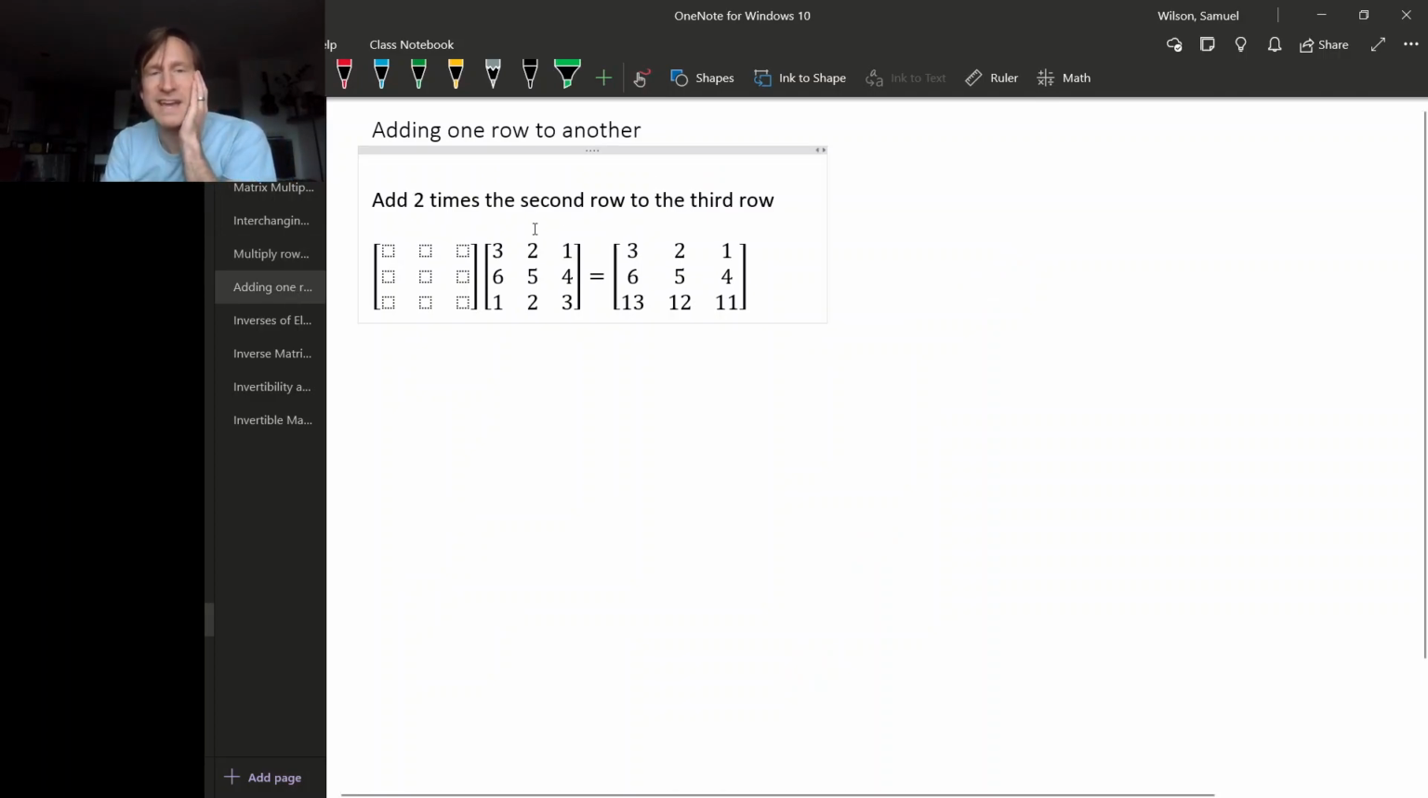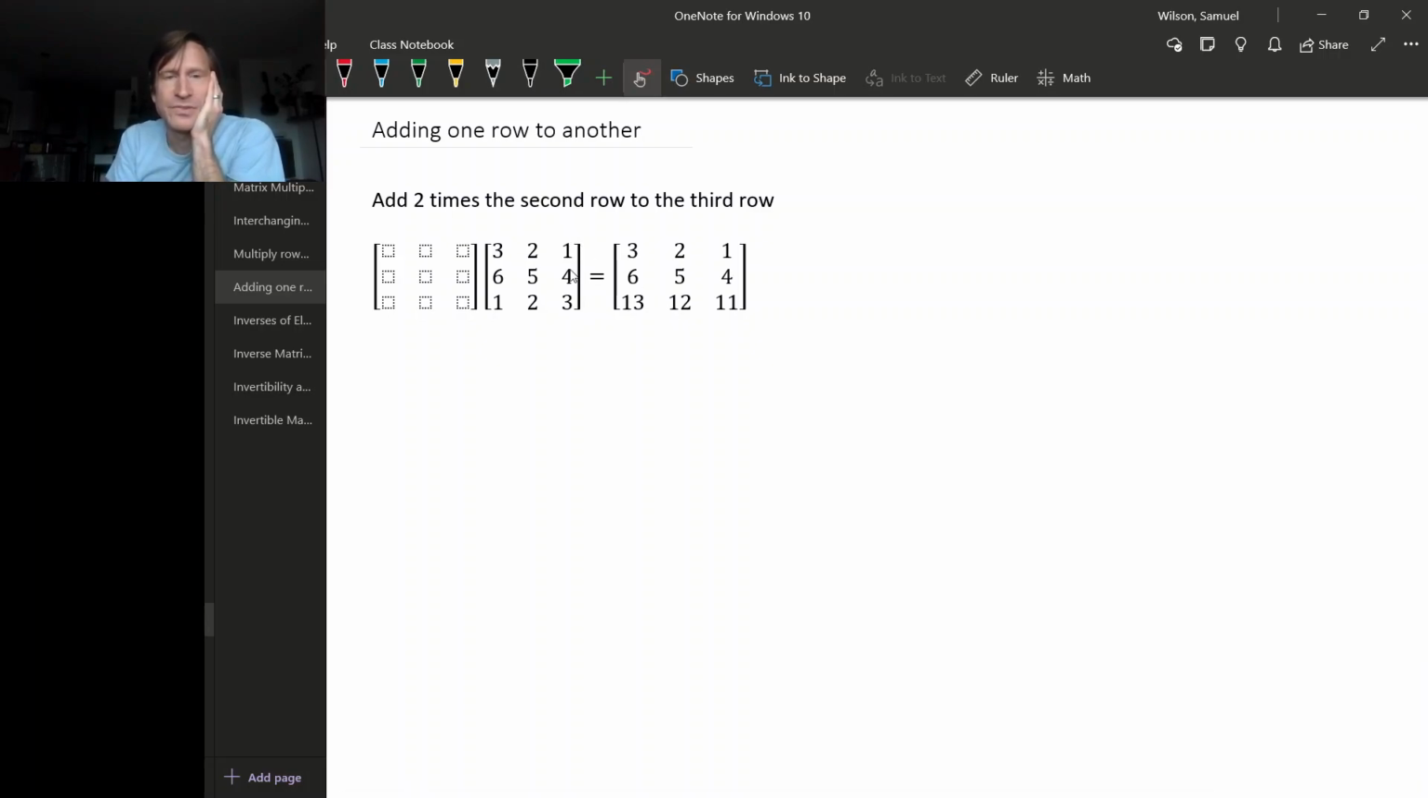Okay, the last row operation is adding one row to another. So let's suppose we want to add 2 times the second row to the third row. So for the first row in our result, we want 1 copy of the first row and then no copies of the second and third row. We aren't changing the second row, so the coefficients for the second row on the left should be no copies of the first row, 1 copy of the second row, and no copies of the third row.